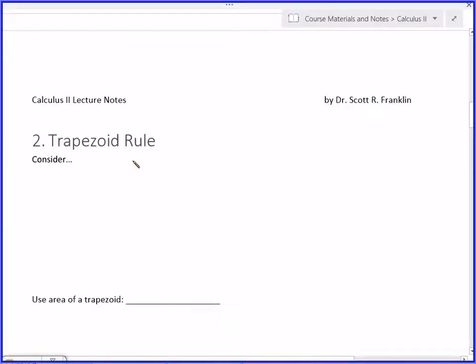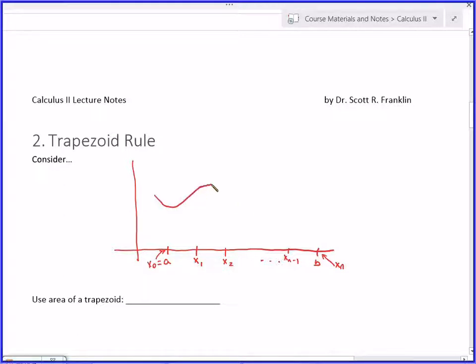Okay, similar picture. Draw a vertical axis here. Draw a horizontal axis. Let's start with a. Let's end with b. Let's put an x1 here. We'll call that x0, x2, dot dot dot. Call this xn. Let's go ahead and throw in an xn minus 1 just to have it on the axis. Let's say that's my f of x.